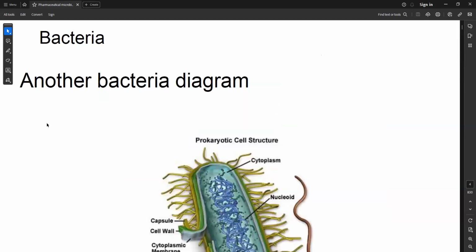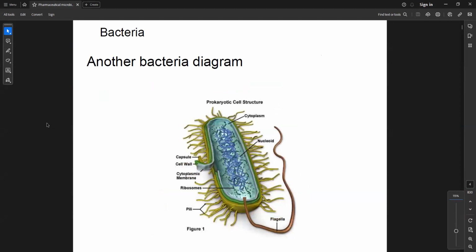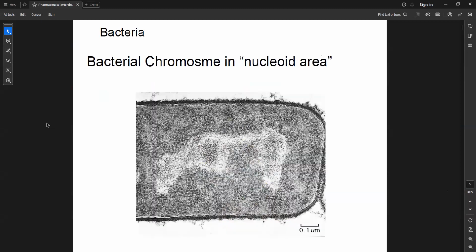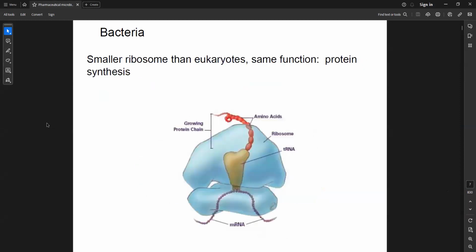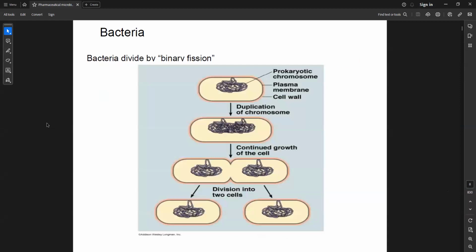Okay, so this is another diagram of the same. Then this is a macro photo of how a basic bacteria looks like. Then this is a super simplified photo of bacteria. Yeah, and all these are just photos.